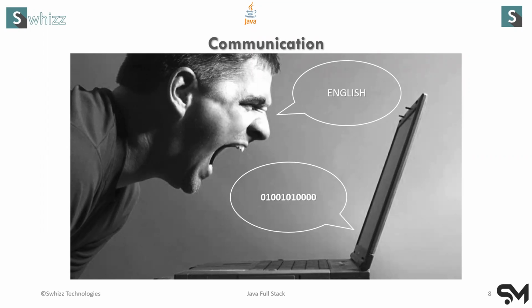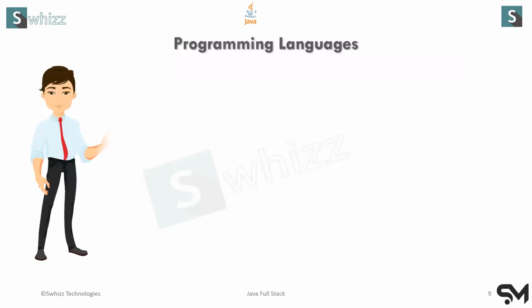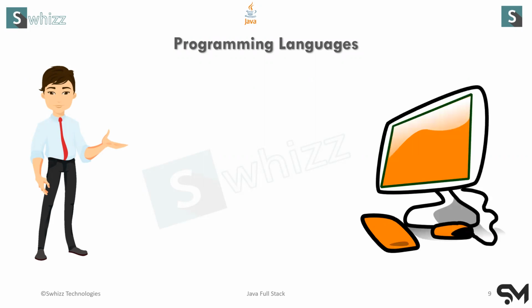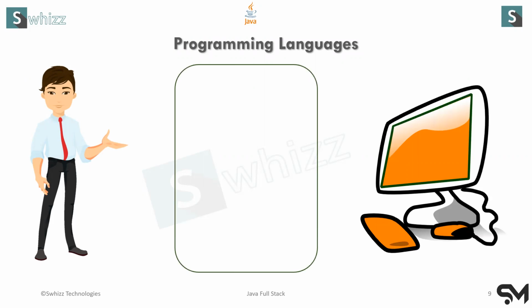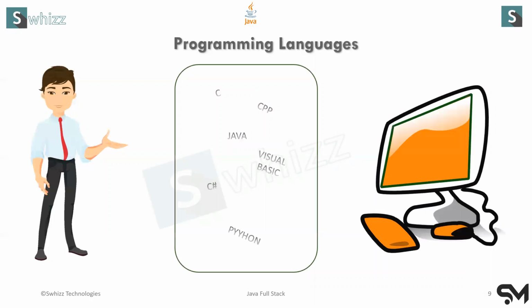So that is why we need a mediator to communicate. So now who is that mediator? The programming languages. The programming languages are the mediators for us to communicate with the computer. So if a person uses a programming language to communicate with the computer, like C, C++, Java, C Sharp, Visual Basic, Python, and the R language. There are a lot of different programming languages in the market. We are going to use them to communicate with the computer.